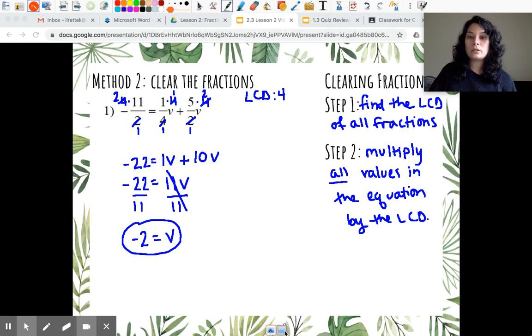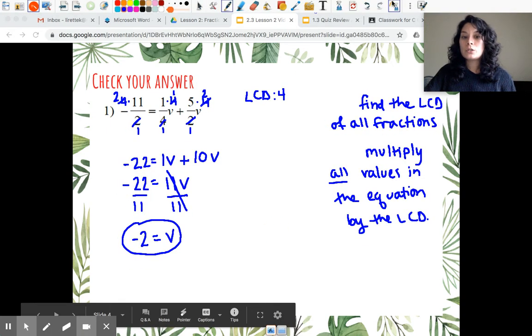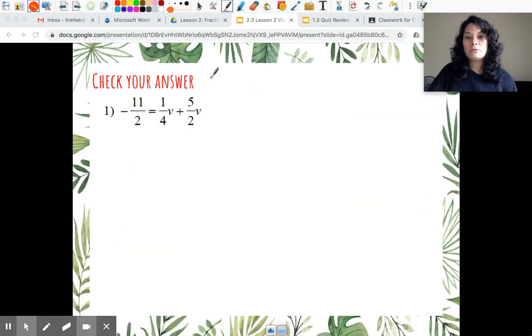So just like in the previous lesson, I showed you guys how to check your answer. I'm going to show you guys how to do checks here as well. So let's take a moment to check our answer. We got that V was equal to negative 2. So keep in mind, again, when you're doing a check, you're not solving. You're replacing all of the variables with the answer you think you got, and then you're evaluating using order of operations. So everywhere I see a V, I'm going to put a negative 2. Be really careful when you do this here.